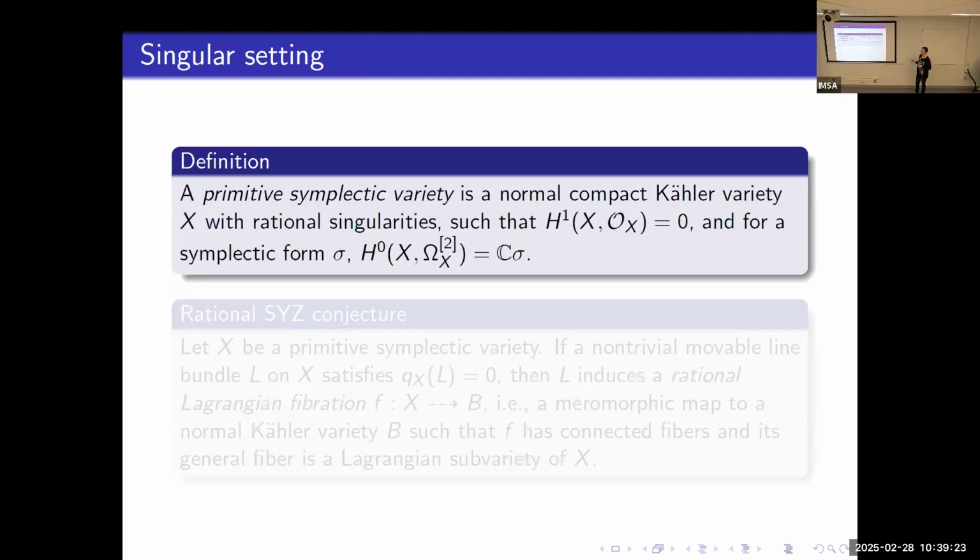Okay, and maybe I'll mention just a few words about the singular setting. So these proofs work in the smooth case. In the singular setting, what is a singular hyperkähler or primitive symplectic variety? This is a compact Kähler variety, which is normal with rational singularities. Again, you want H^1 of the structure sheaf to vanish and to have a unique symplectic form up to a scalar.